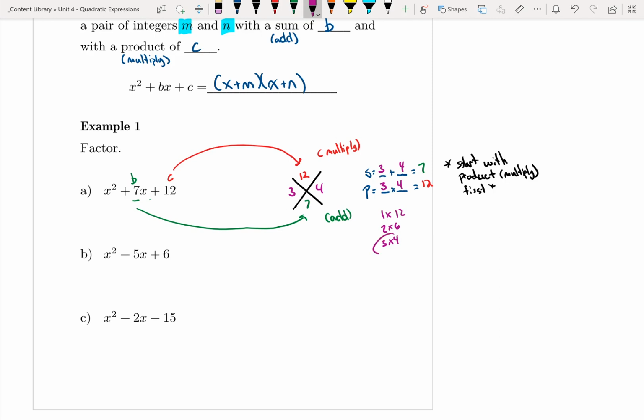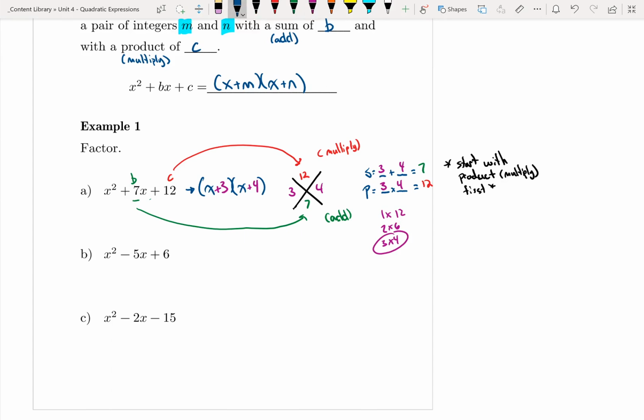So once we find those, we go back, and now when we factor, it becomes x. x is going to be our first term, and then we're just going to plug our two numbers in. So plus 3 and plus 4. So those are the two numbers. So x squared plus 7x plus 12 factors down to x plus 3 times x plus 4. So that is our factored form.